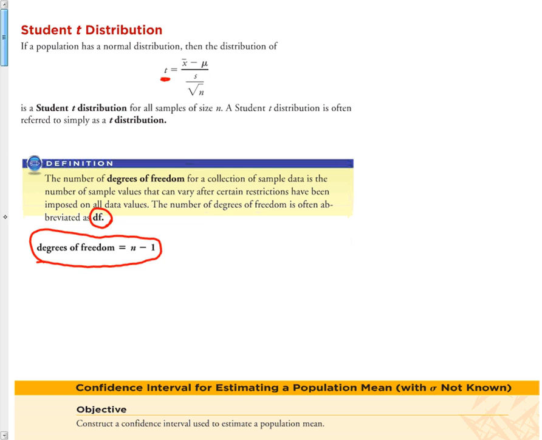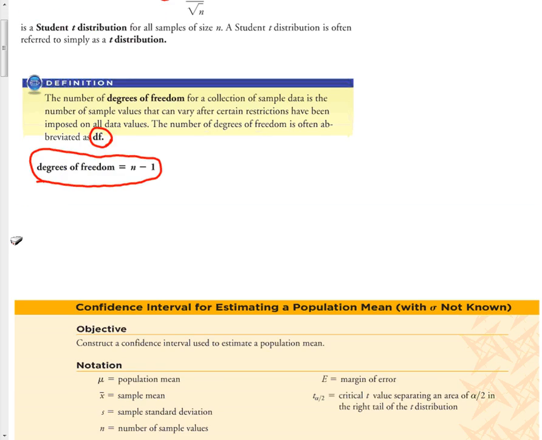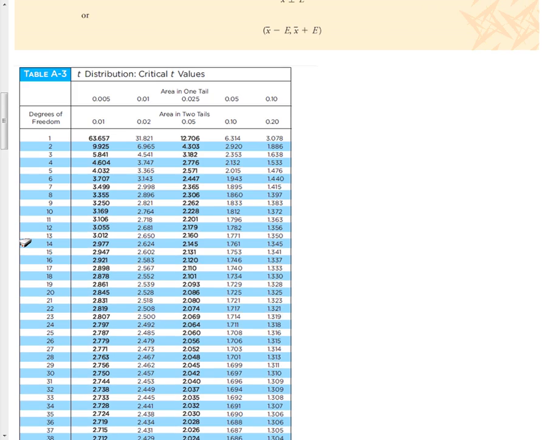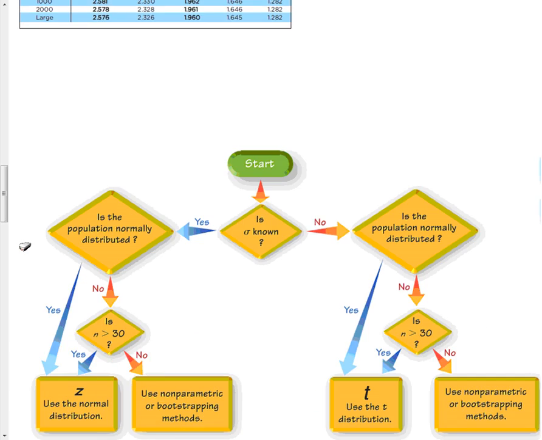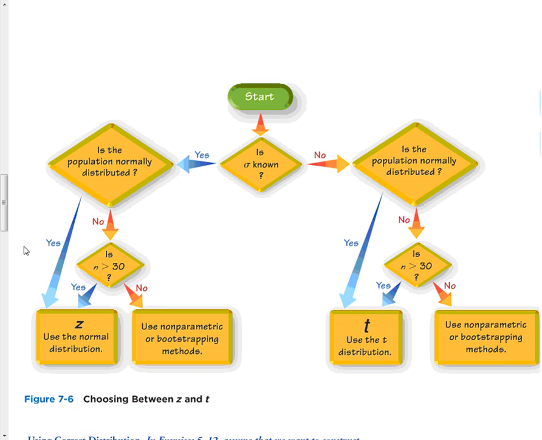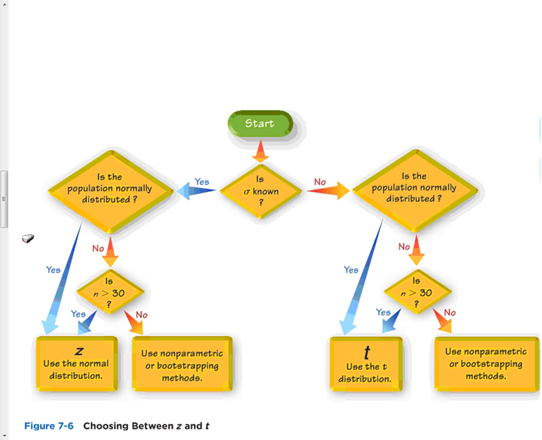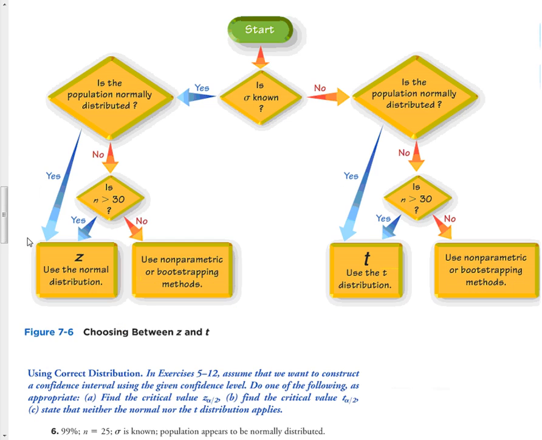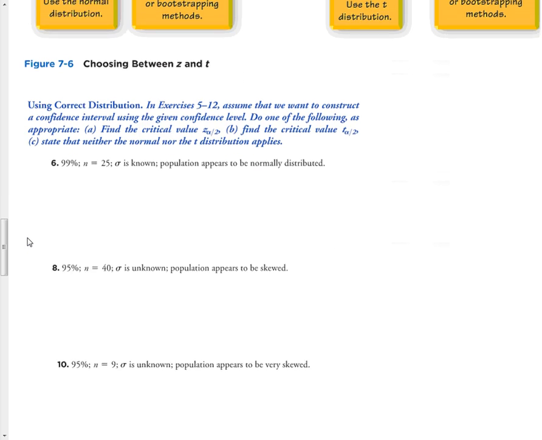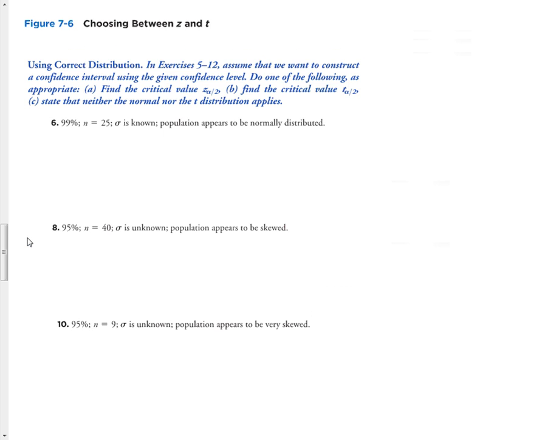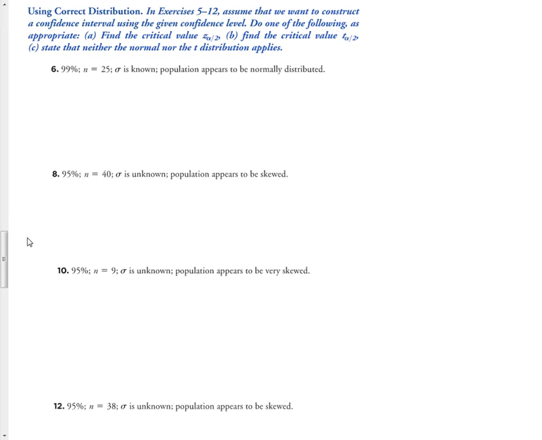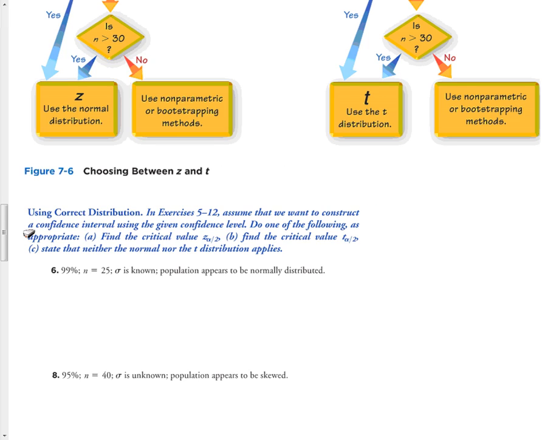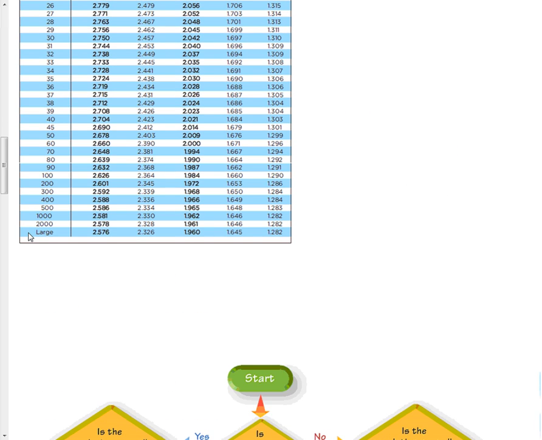Well, here's how we actually decide whether we're going to use a T or a Z. So this table is actually in your book. This table is table 7.6, and it's how to choose between Z and T. And this is going to help us to do these problems right here. So we're going to choose whether or not we're going to use Z or T. And then if we're going to use Z, we'll find the critical Z. And if we're going to use T, we're going to find the critical T using table A3 that's right above that flow chart right here.